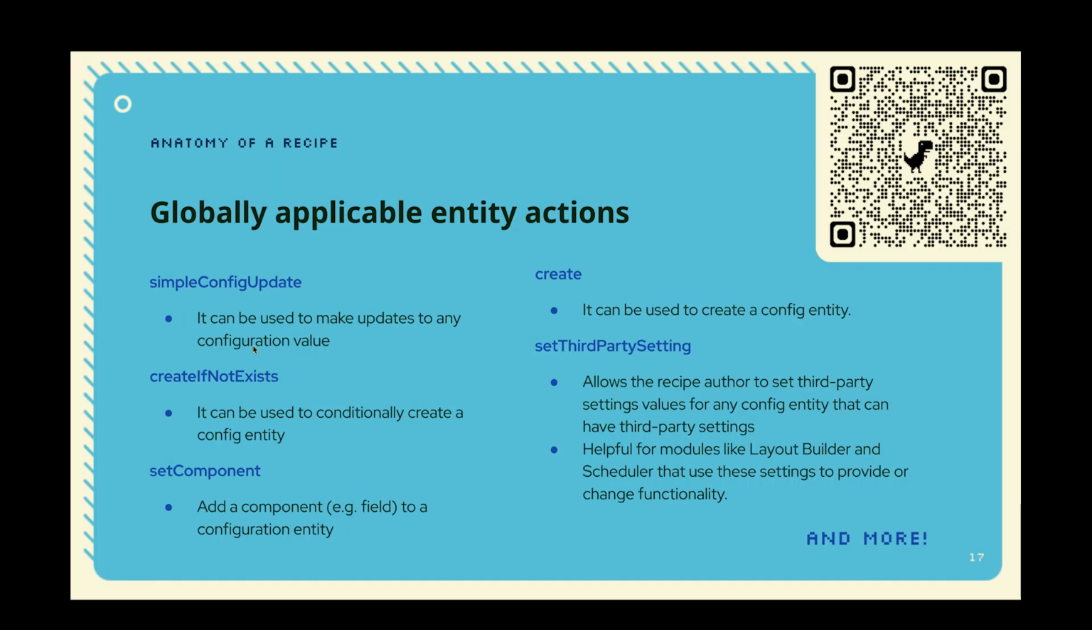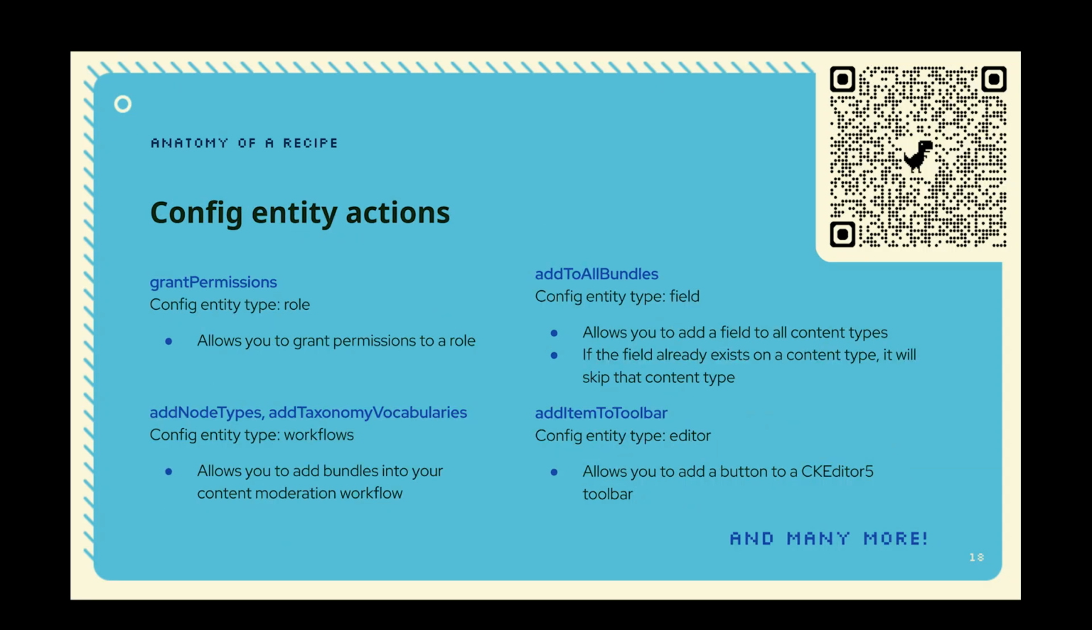And I think you'll find as we go through that a lot of them are by design, tried to follow a naming convention that makes them pretty obvious what they do. But understand, as I say, that we have some config actions that you can apply anywhere, but other ones that are specific to certain kinds of configurations. So as an example, if you're working on updating some roles, you've got a config action called grant permissions that can add permissions to one or more roles. In the same way, you have ones that for workflows can add specific node types or taxonomy vocabularies to your workflows and so on.